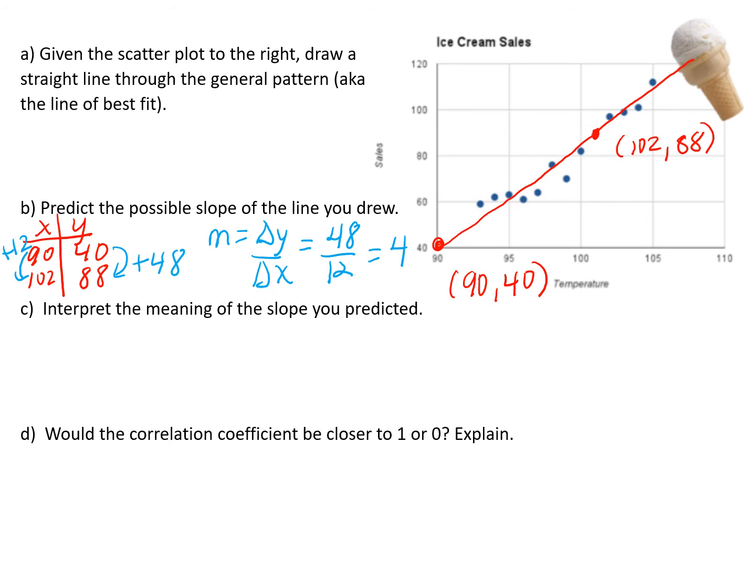Now, again, you did not have to use those 2 points. You could have used any 2 points. Again, I just randomly picked 2 that I could somewhat easily predict their values.